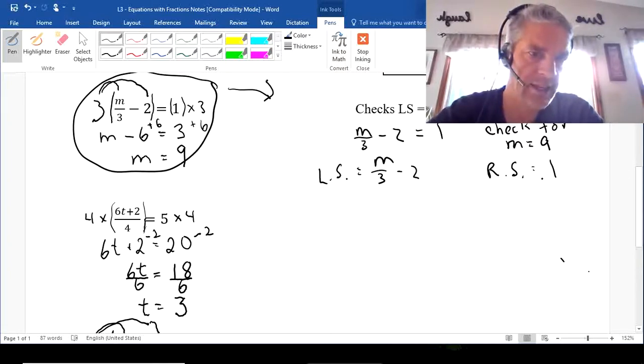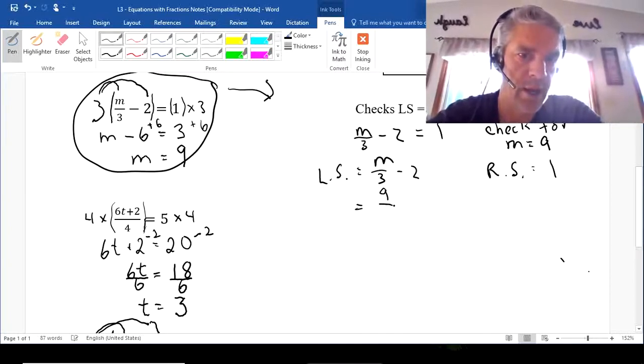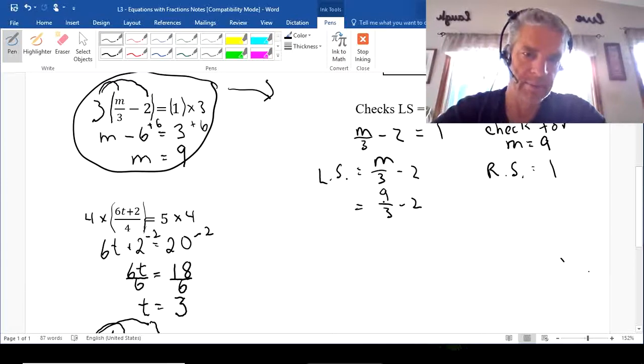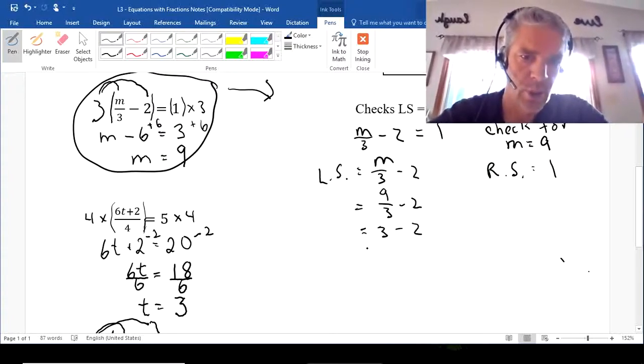Now, there's nothing I need to do here. I already know what the answer for the right side is. It's 1. But there's stuff we can do for this side of the equation because I have this m. And I'm going to check it for the answer of 9. So anywhere there's an m, I'm going to put the number 9 in. And so then what I do, I substitute in. 9 over 3 minus 2. Well, what's 9 divided by 3? Well, 9 divided by 3 is 3. So that's 3 minus 2, which equals 1.